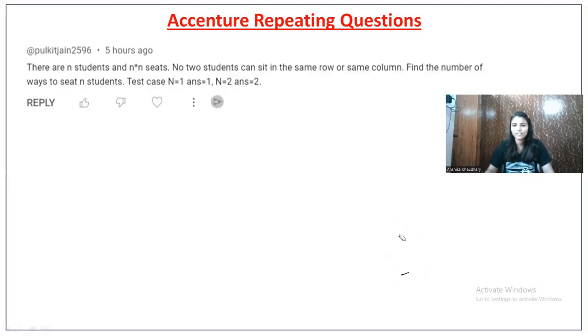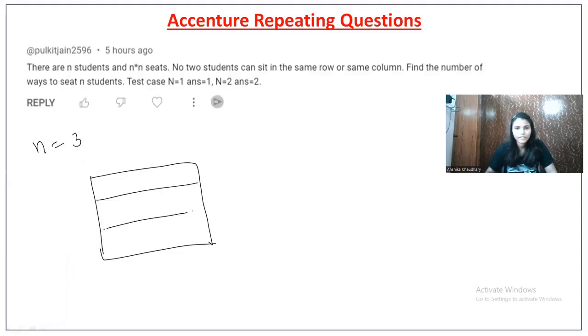So let's dry run these conditions on n equals 3. There are 3 rows as well as 3 columns. All right, now if I seat the first student here, then the second student here, and the third student must be here. Why? Because no two students can sit in the same row or the same column. So this is the first arrangement.